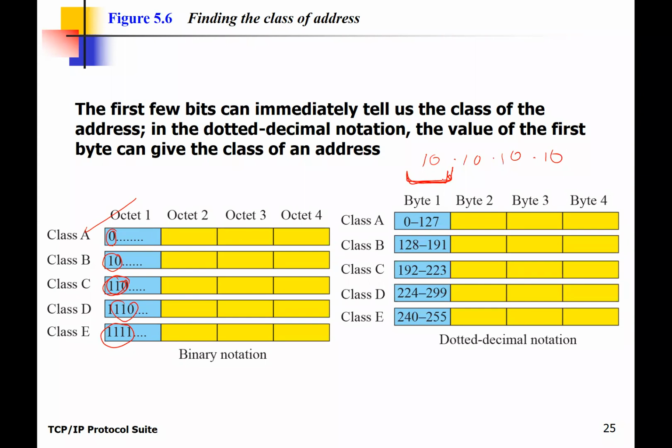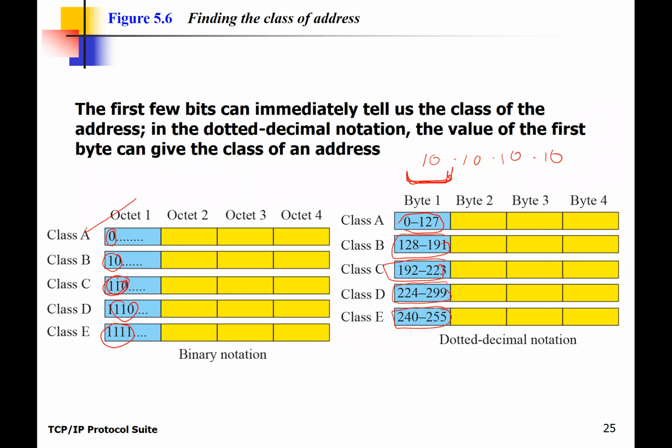If this IP address is between 0 and 127, you will know right away it's class A. If it's from 128 to 191, you will know it's class B. If it's from 192 to 223, it's class C. From 224 to 239, it's class D. Or from 240 to 255, it's class E. Clear? So there are 2 ways to know if this IP address is class A, B, C, D.